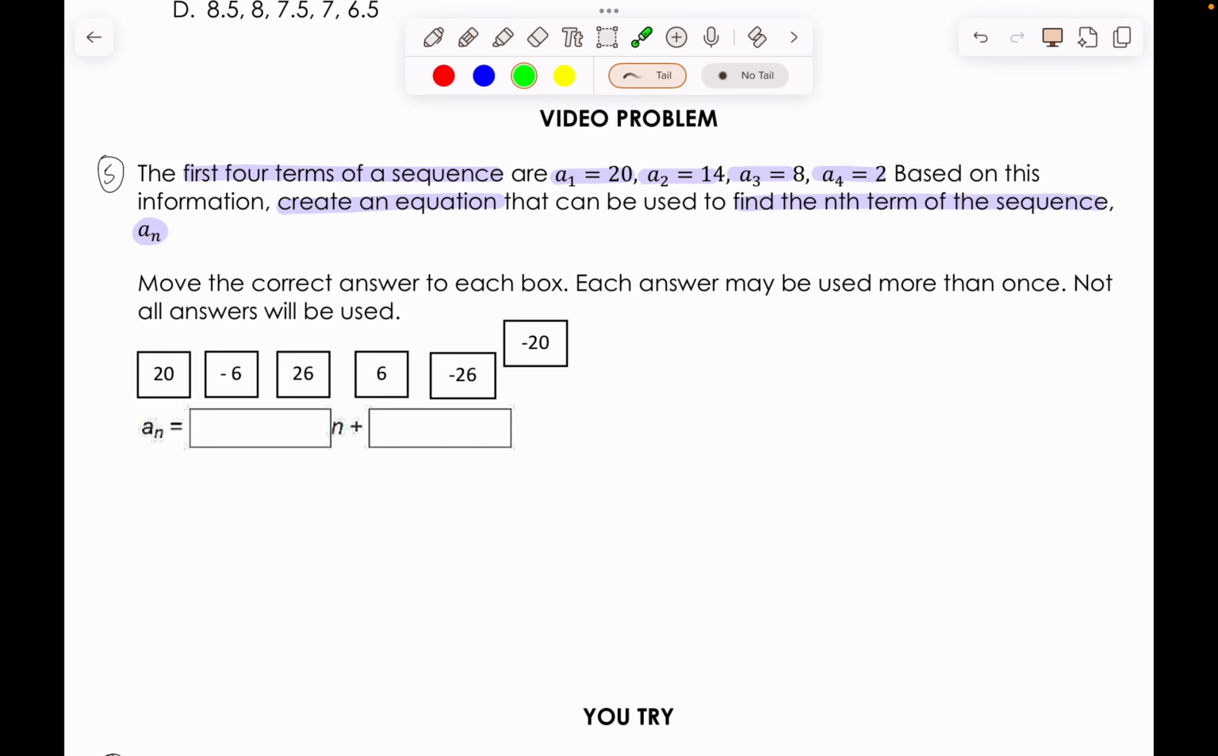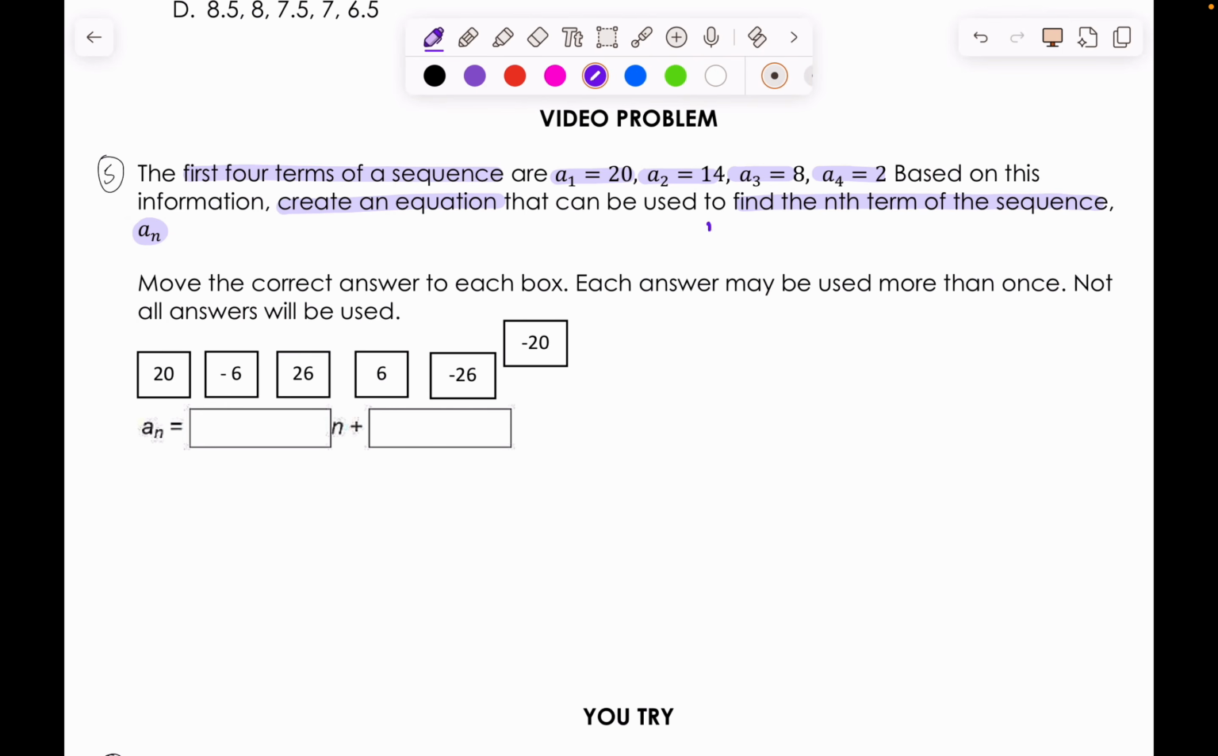Problem 5 on the study guide. It says the first four terms of the sequence are as follows. First term is 20, second is 14, third one is 8, and fourth one is 2. Now, based on this information, create an equation that can be used to find the nth term of the sequence, an. So once again, we're not looking for a specific term, just the explicit formula.